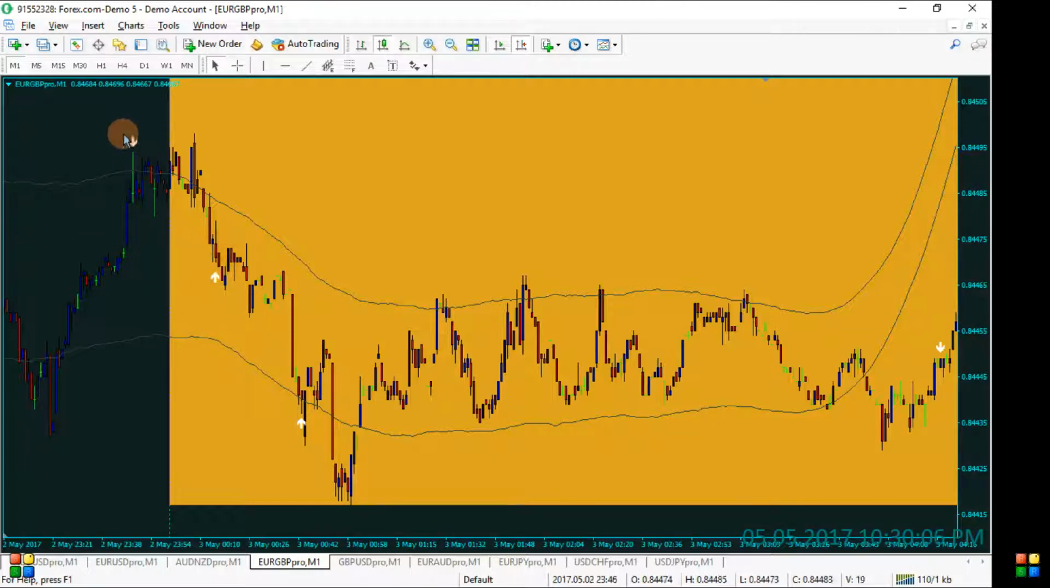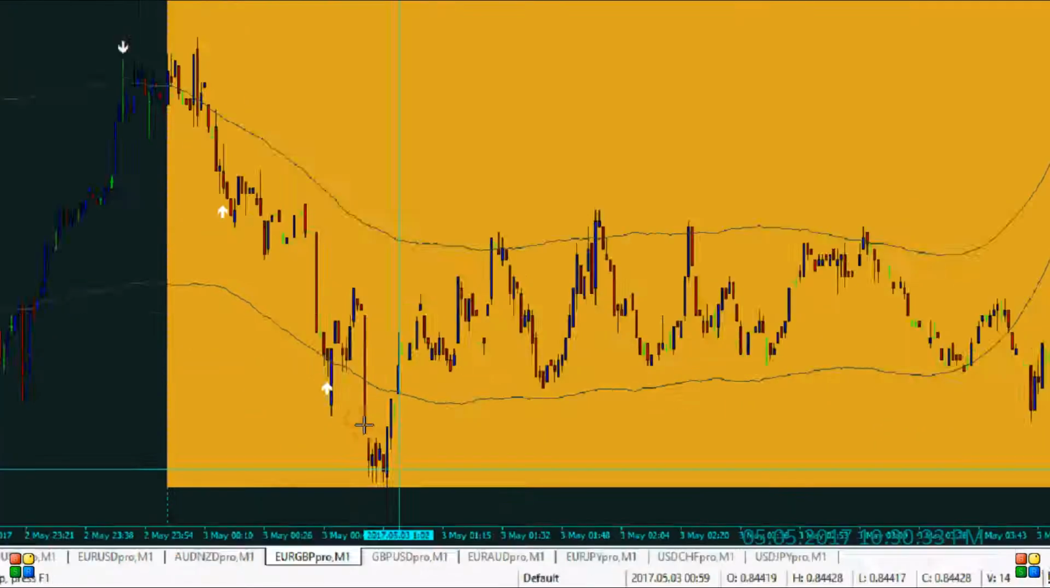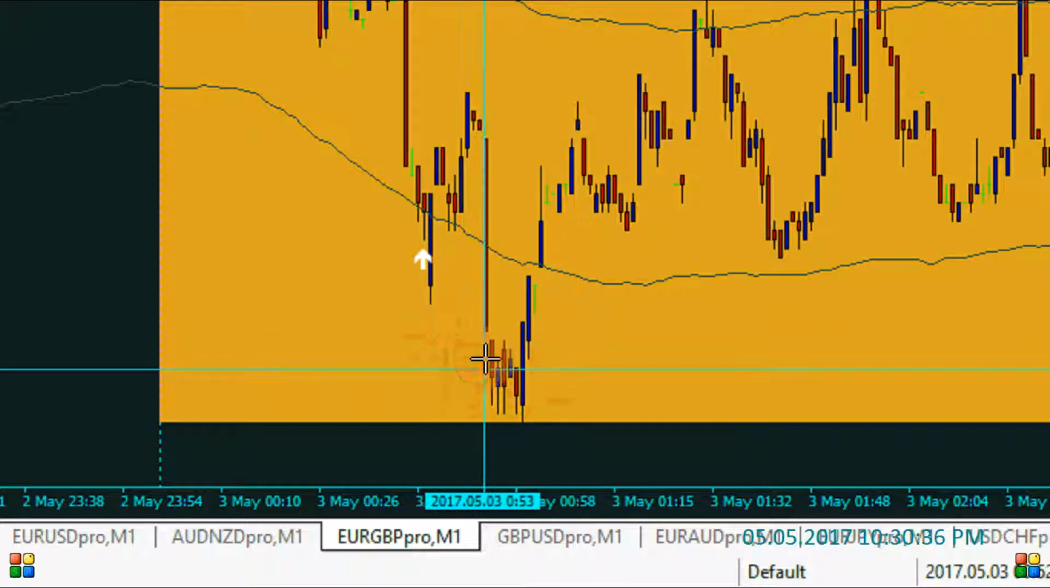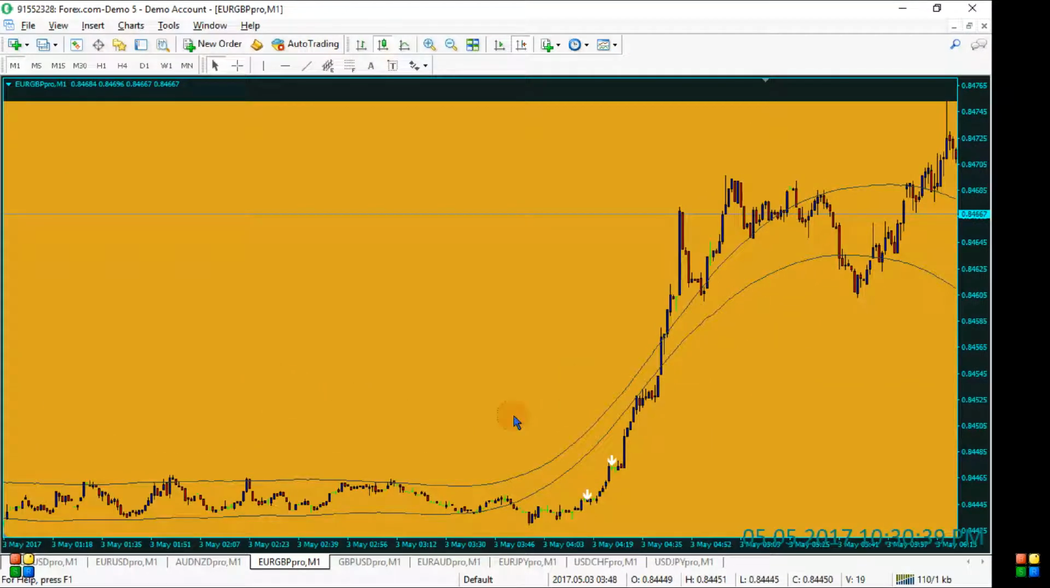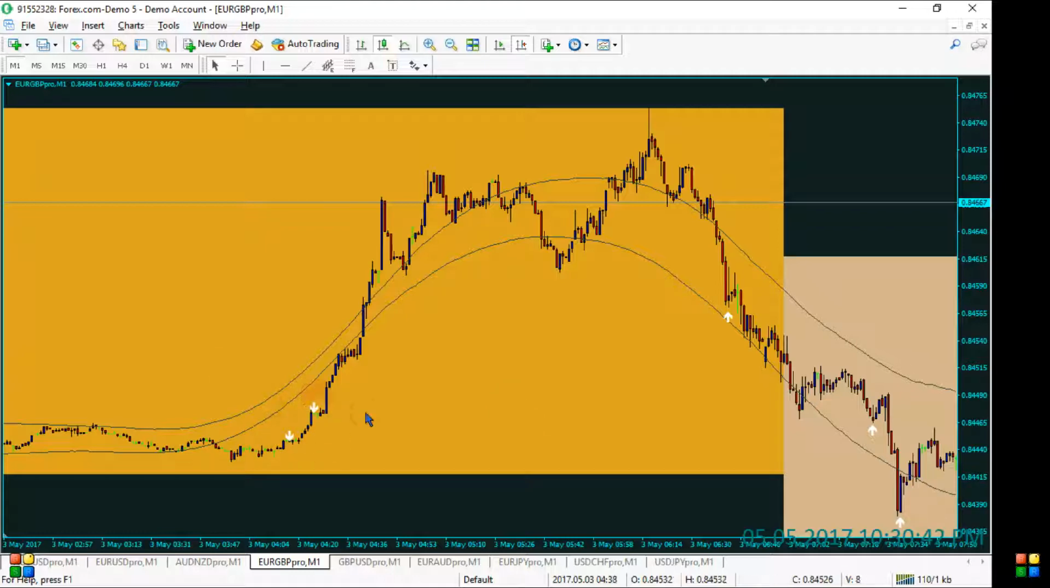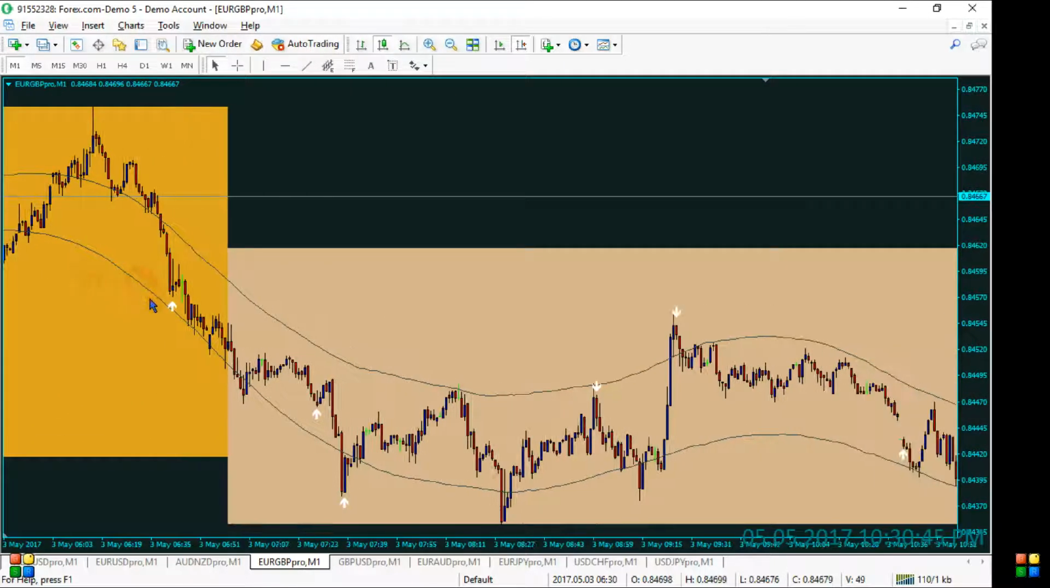Non-valid signal, non-valid signal, and to me, non-valid signal right here. The price is very close, but this is not a valid signal because I like to see my candlestick completely outside like this. Beautiful areas right here. So let's continue seeking for better opportunities. Non-valid signals, of course. Obviously not.